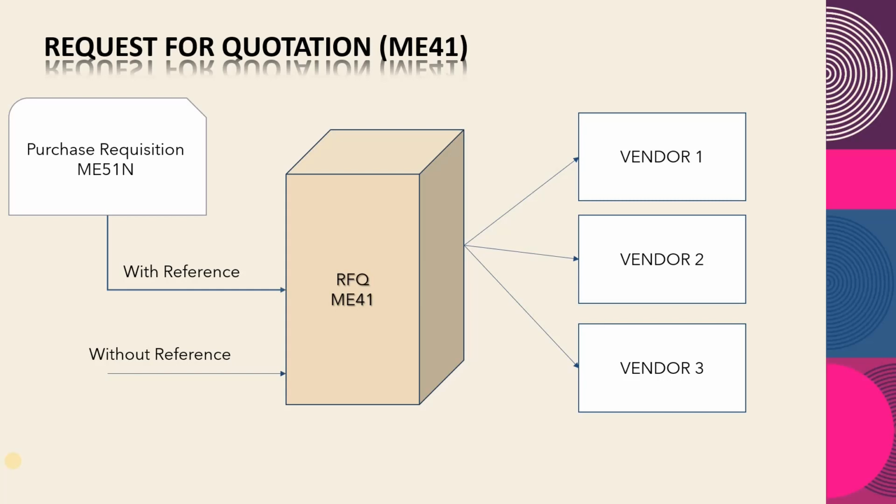Request for quotation is obviously an external document because this document is going outside, that is, it is going to vendors. The T code for request for quotation is ME41. If you run this transaction, the RFQ window will open.